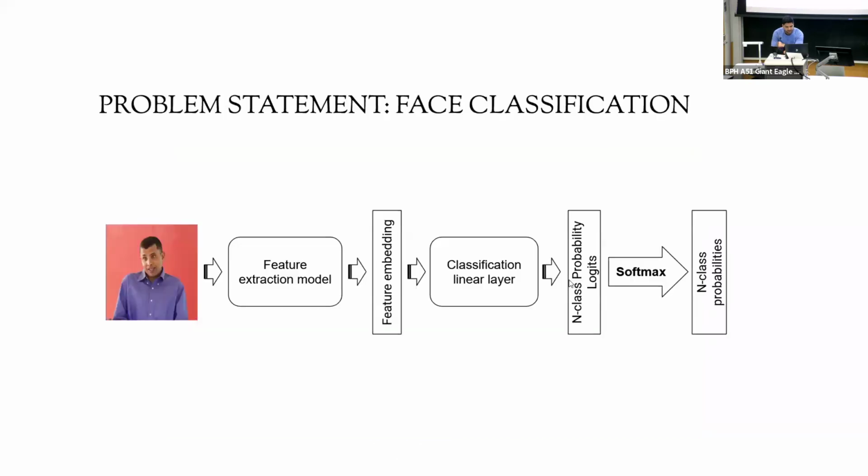So this is how your pipeline model will look for the face classification problem. We'll use multiple convolution layers, etc., to extract features from a person, which we are calling feature embedding. For the same person, the feature embeddings should have a high similarity, but for different people, the feature embeddings should have a low similarity. And then for the classification problem, we pass it through a linear layer and get the probability of each class.